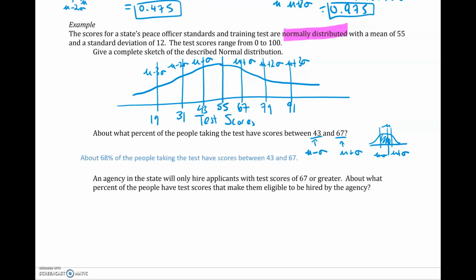Okay, let's look at the second part of this question. So an agency in the state will only hire applicants with test scores of 67 or greater. About what percent of the people have test scores that make them eligible to be hired by the agency? So the first thing I like doing is I like to think, okay, well, remember, what does that number mean? So we said 67 earlier. That's mean plus 1 standard deviation. And if I'm looking at this, I'm like, okay, here's my normal curve. Here's the mean plus 1 standard deviation. And we're saying we want anyone who has that or higher.